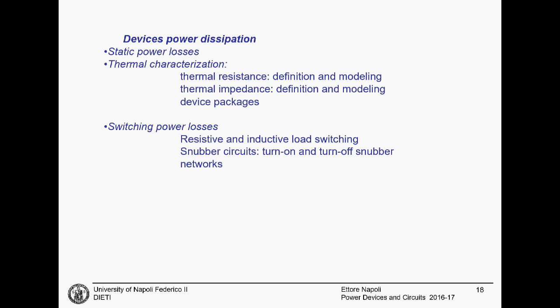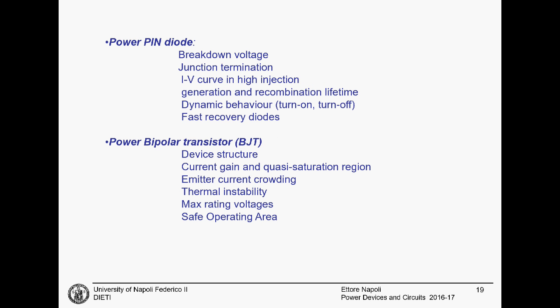We will study the power dissipation that is very important for the devices and the efficiency of the circuits: static power losses, thermal characterization, thermal resistance, thermal impedance, definition and modeling, and packages. Then switching power losses for resistive and inductive load switching, snubber circuits, turn on and turn off snubber networks. For the devices, we will study the power diode that will be named PIN, that stands for P anode, intrinsic region, and cathode.